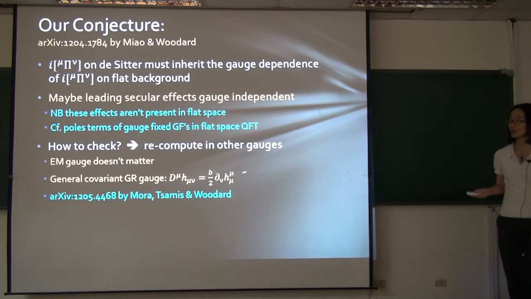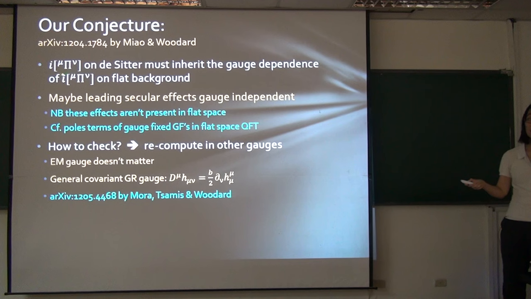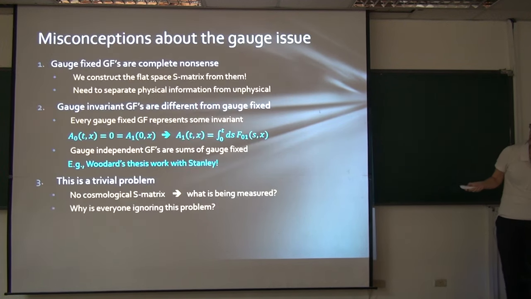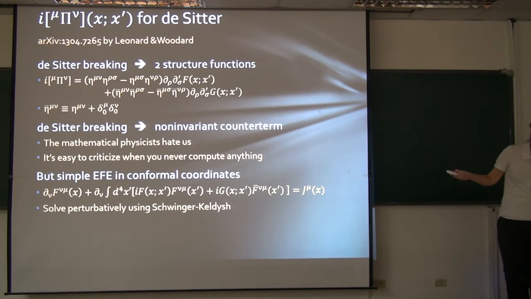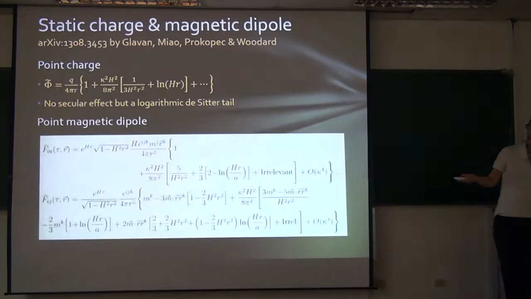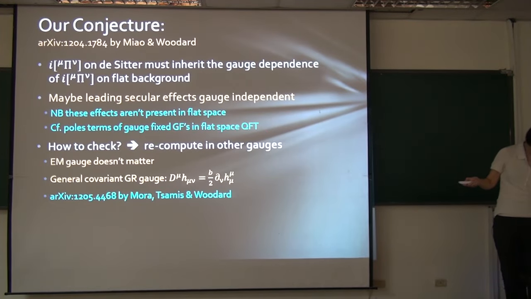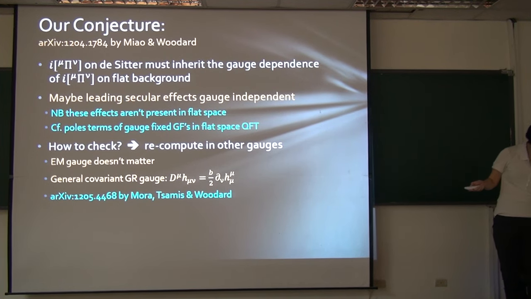So how do we check? The very obvious way is to just redo the same computation using a different gauge. So for this vacuum polarization, what we talked about previously, we use these two simple representations. We computed it using the old Graviton propagator, and the Graviton propagator actually breaks de Sitter invariance.